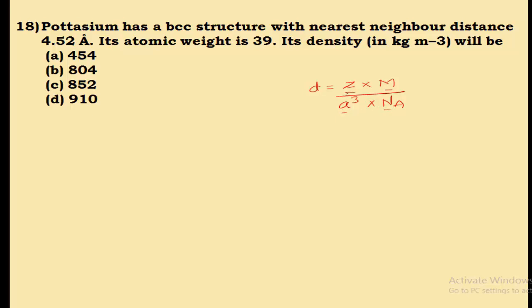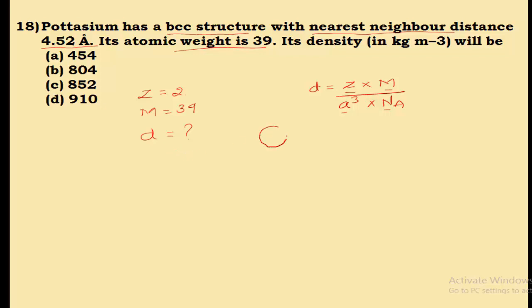Z is the number of atoms. If it crystallizes in the BCC structure, then the number of atoms Z is equal to 2. Its atomic weight is 39, meaning they have given capital M, the atomic weight, as 39. And you need to find the density, that is the question mark. Along with this, they have given the nearest neighbor distance as 4.52 angstrom. That means they have not given the edge length.